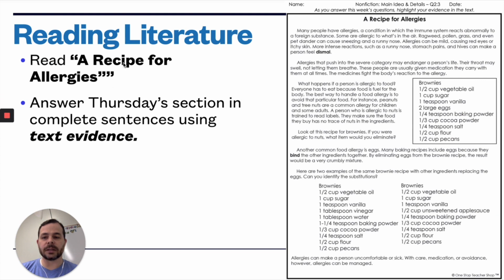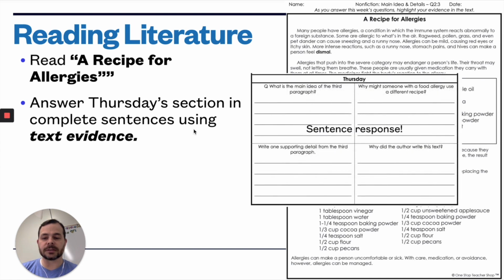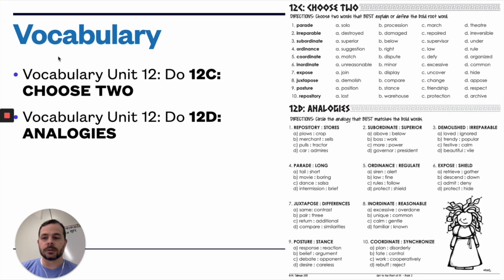For today's reading literature, read Recipe for Allergies again, then answer Thursday section, incomplete sentences using text evidence. And tomorrow will be your final quiz for reading literature. And then vocabulary, you're going to be doing Unit 12C, choose 2. So what you should have done yesterday.